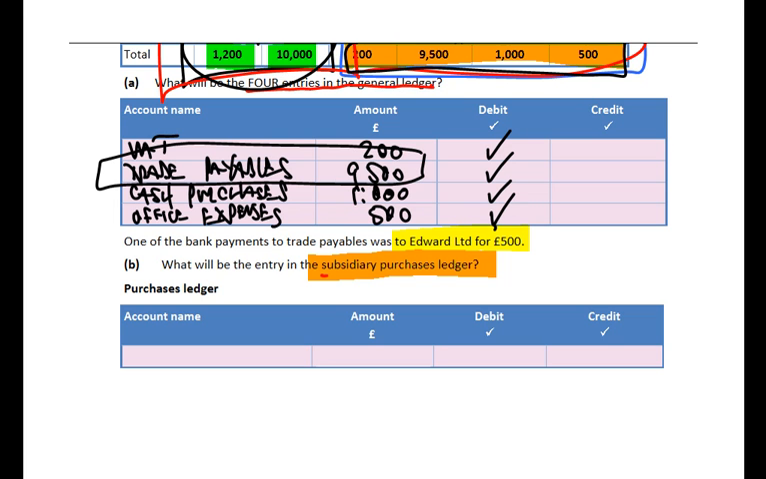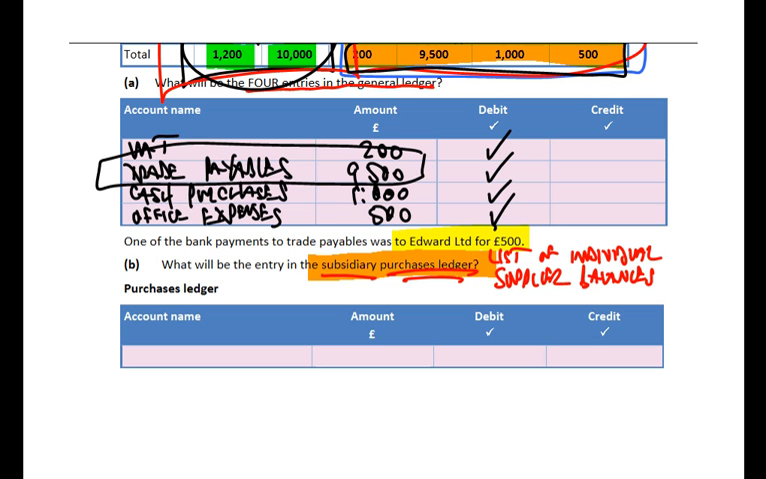Now remember, when they talk about the subsidiary ledgers, or sometimes described as the memorandum ledgers, the purchases ledger, or the sales ledger if you're looking on the customer's side, this would be the list of individual supplier balances. So literally a list of how much I owe each of my credit suppliers. Well, we've just paid off £500 from one of those credit suppliers.